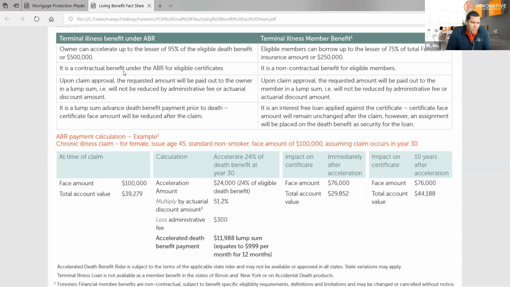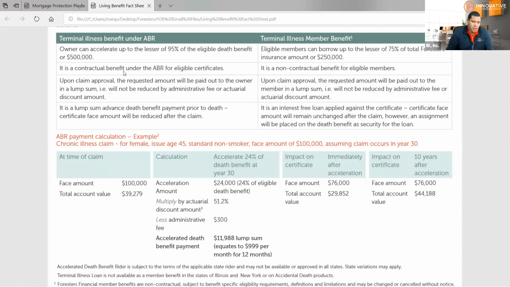That's why I would say up to. Never say the full 95%, because it's always going to be based off of the actuarial amount, life expectancy. It's never going to be that true dollar amount. It'll be a roundabout figure, but at least it's something out of the whole policy.